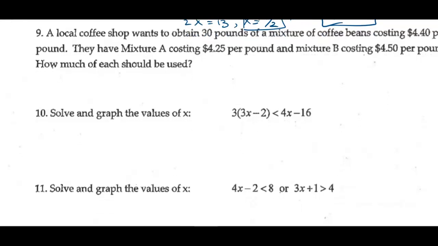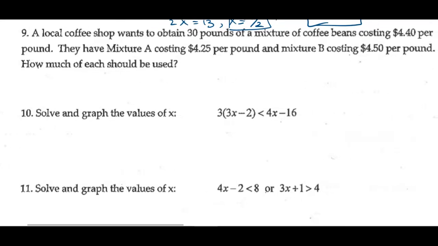This is a mixture problem. A local coffee shop wants to obtain 30 pounds of a mixture of coffee beans, costing $4.40. They have mixture A that costs this much per pound and mixture B that costs that much per pound. How much of each should be used? All right. The first key here is they want 30 pounds. So we're going to let X be the amount of mixture A and let Y be mixture B.